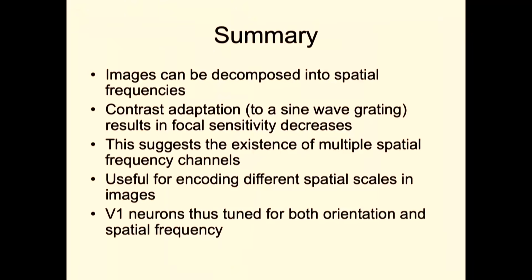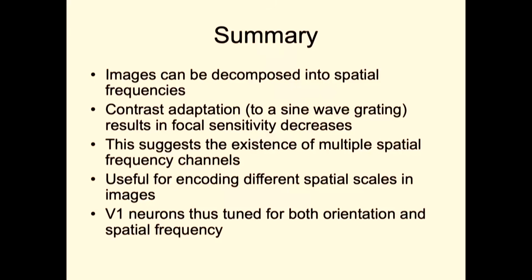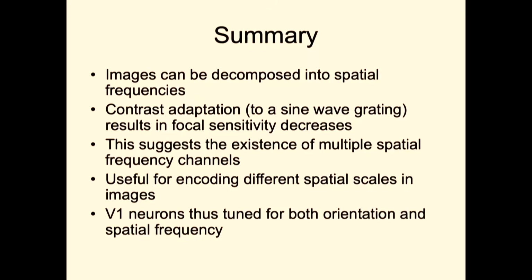All right, so just to summarize what we talked about today, key ideas are that images can be decomposed into spatial frequencies. That's just a mathematical fact. Evidence that there are multiple spatial frequency channels comes from experiments on contrast adaptation. So if you adapt to a sine wave grating, this results in focal sensitivity decreases. So specifically, you become less sensitive to spatial frequencies around that of the adapter rather than just generally less sensitive. Okay? That adaptation is orientation specific, suggests it probably happens cortically.